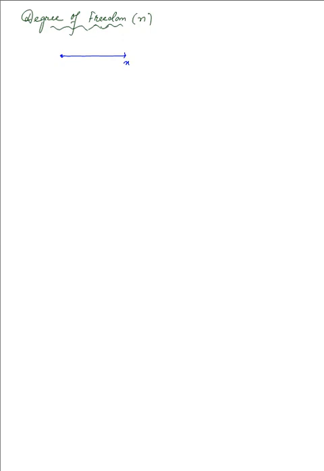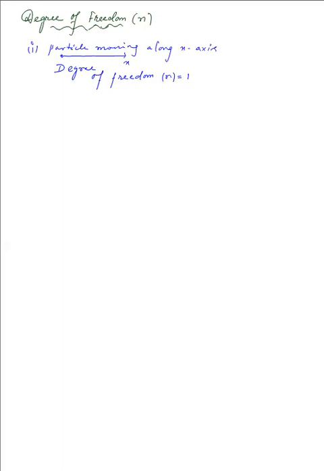So let me just write it down: a particle moving along the x-axis. The particle moves along the x-axis and we just need one coordinate to express the position, and so here the number of degrees of freedom is equal to 1. So n here is equal to 1.